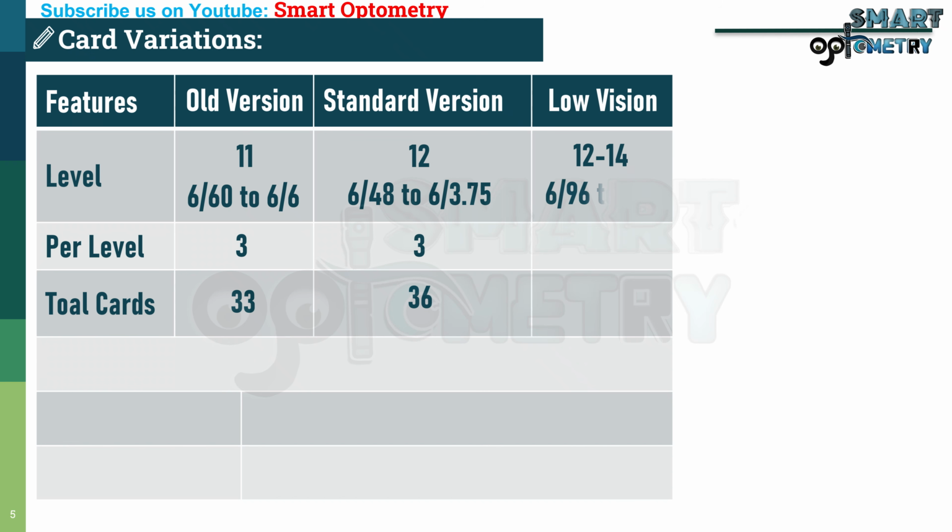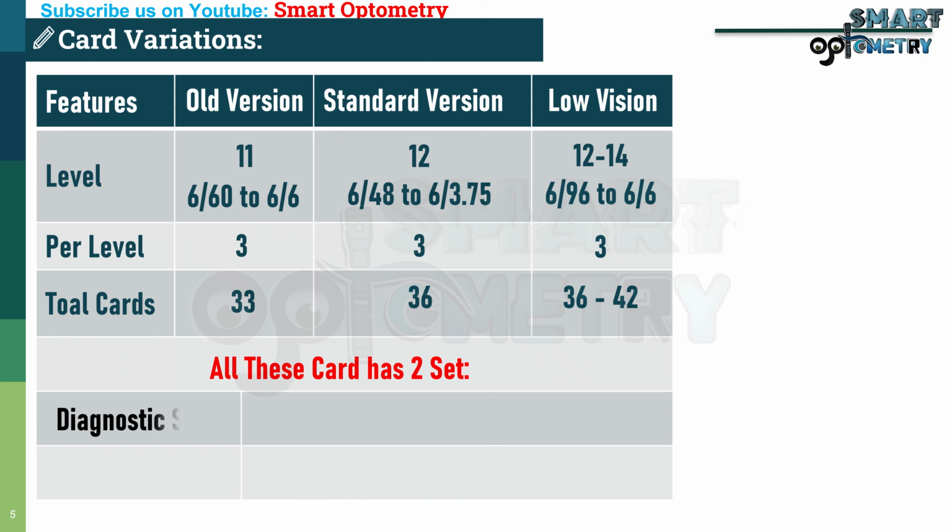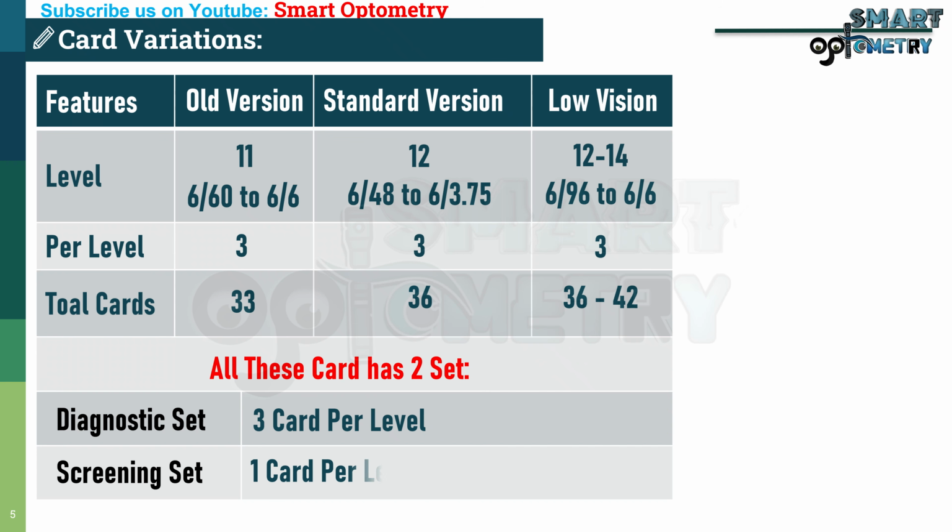In low vision version, there are 12 to 14 levels of visual acuity from 6 by 96 to 6 by 6 or 6 by 3.75. Each level has 3 cards and total cards are 36 to 42. Both old and standard versions have 2 variations. One diagnostic set that has 3 cards per level and 2 screening sets that have 1 card per level.